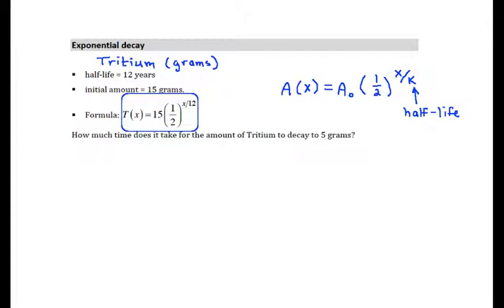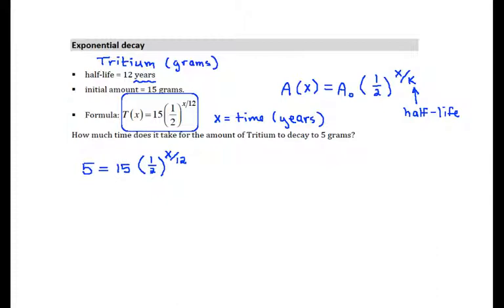So in this case, it looks like we're looking at units of years. The half-life is 12 years. Therefore, X is time in years. So, to address this question of how much time it takes for the amount of tritium to decay to 5 grams, we can see that 5 has to go in for T of X, not for X. So I would set up this equation here. 5 is equal to 15 times 1/2 to the power x over 12. And we want to solve this for x.